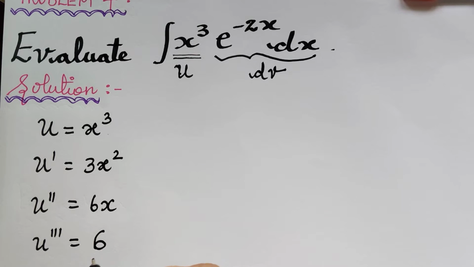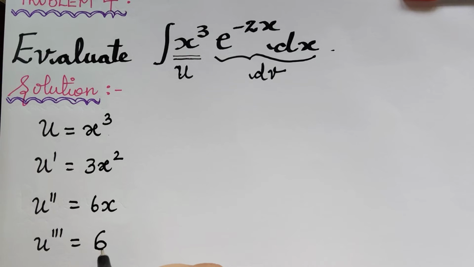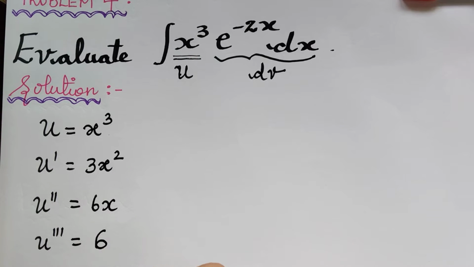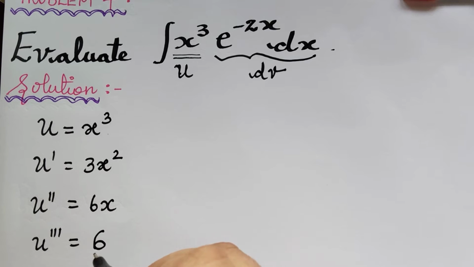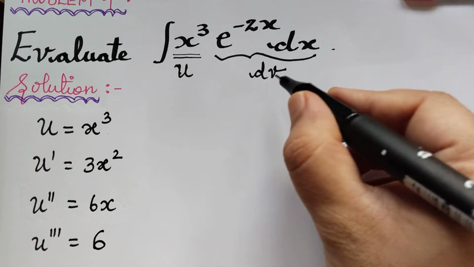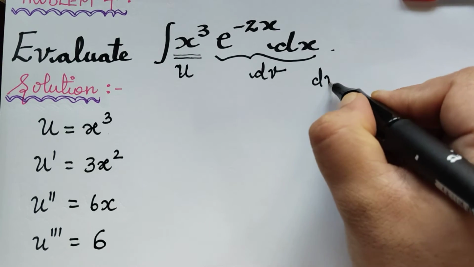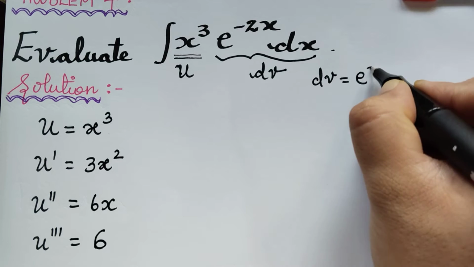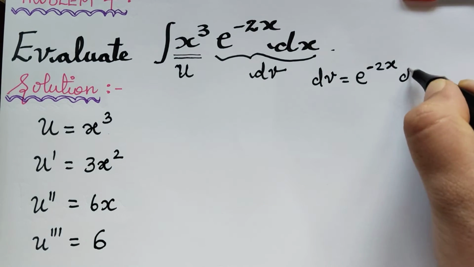We have to stop the differentiation after this because we have arrived at a constant, and we know that a constant, when further differentiated, becomes 0. So we need not differentiate it. We can stop the differentiation, and in fact we can stop the formula also with this term. And then here we have dv. What is dv? dv is equal to e to the power negative 2x dx.